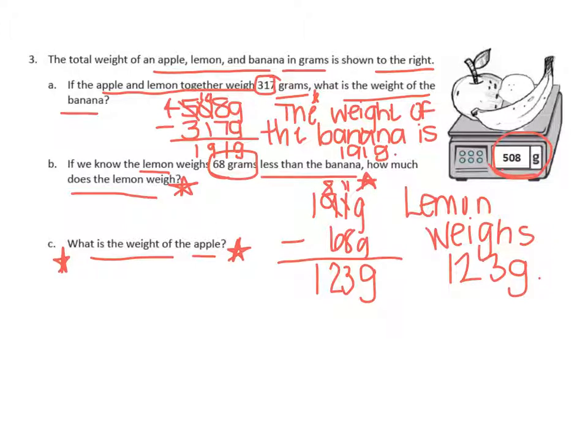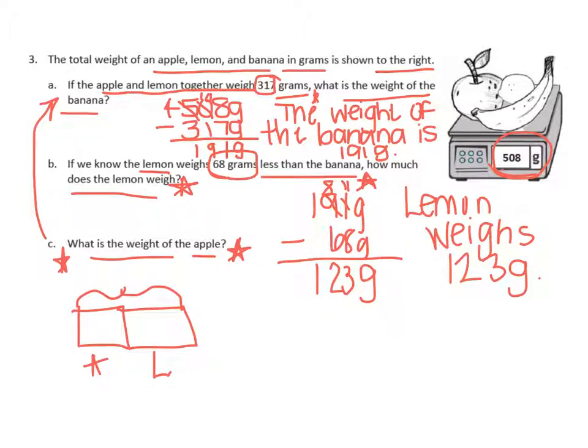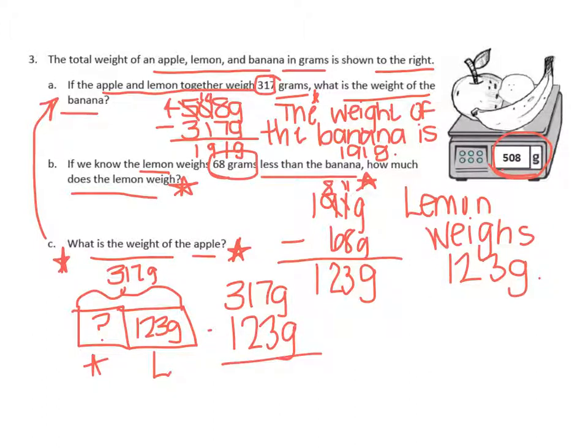But if I take a look at letter A, the information that I was given was that the apple and lemon weigh 317 grams. So what I can do, if I visualize, I have the apple weight and the lemon weight, and together they weigh 317 grams. I know that the lemon weighs 123 grams, but I'm not sure what the apple weighs. So I can just simply take 317 grams and subtract 123 grams.